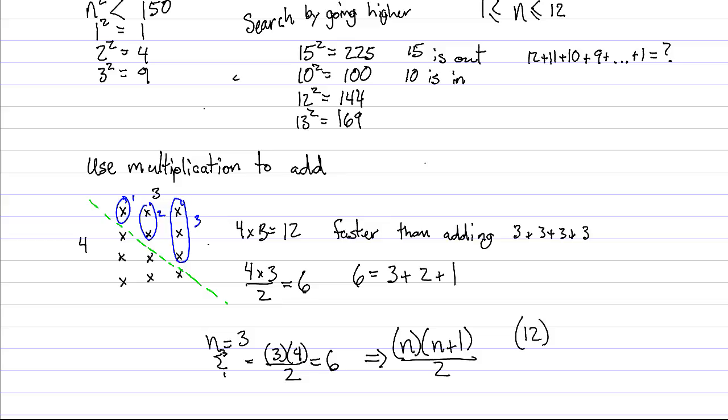So 12, in the case of our problem, times 13 divided by 2 equals 6 over 1 times 13, because we just factored out. Okay? And 6 times 13 is a much easier problem to do. It's equal to 78.